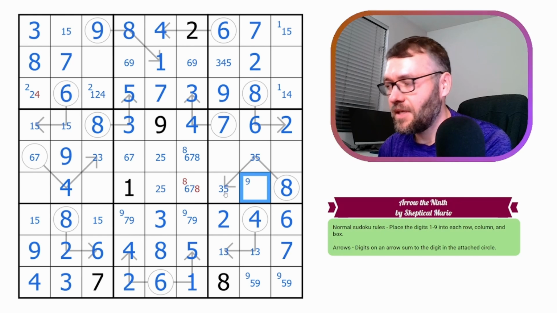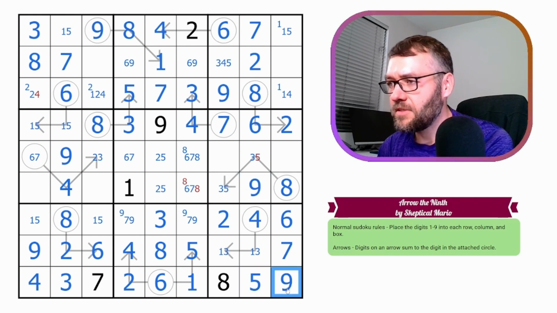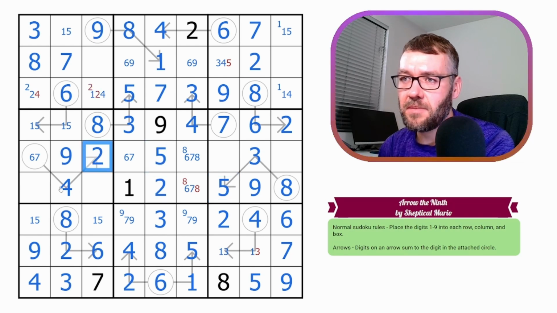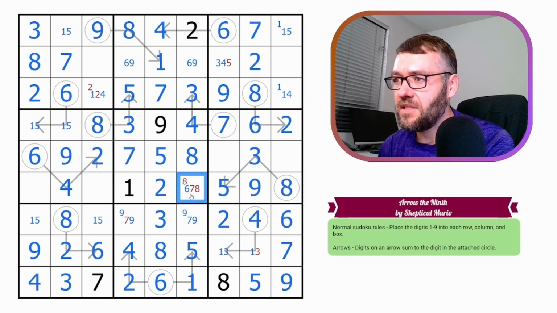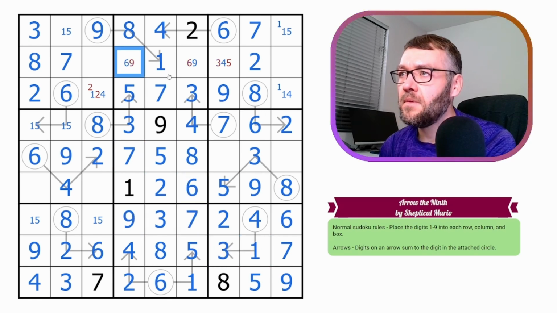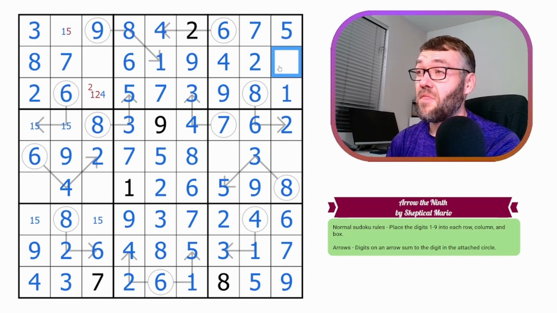That also makes this a 9 here. Which makes this a 5 and a 9. This is a 3 and a 5. This is a 2, 5, 2. So that makes this a 6. This is a 2. This is a 7, 8, 6, 9, 7, 1, 3. 6, 9, 4, 1, 5. This is a 3, I think.